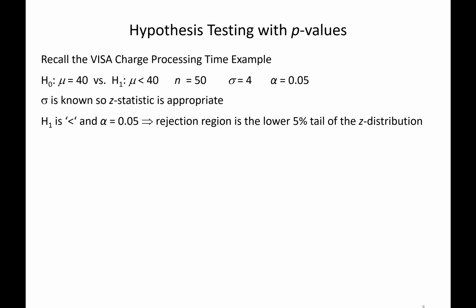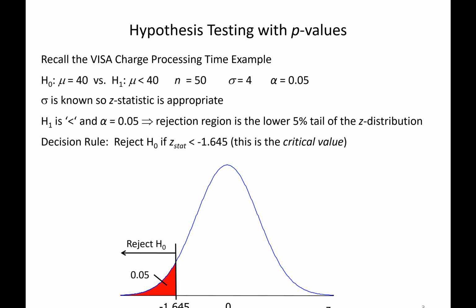The null hypothesis is mu is equal to 40. The alternative is that mu is less than 40, so that's a one-tailed or one-sided hypothesis, and since alpha is 5%, we want a rejection region that is the lower 5% tail in the z distribution. We figured out that that corresponds to a value of negative 1.645, which is the critical value in the z world. And so if z is less than that, that tells us to reject the null hypothesis. And again, this is just the critical value approach to hypothesis testing.